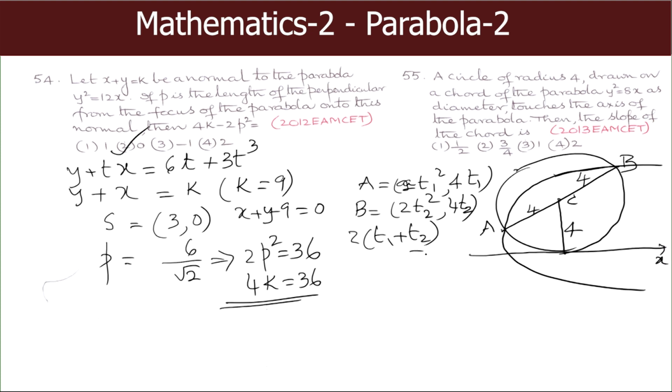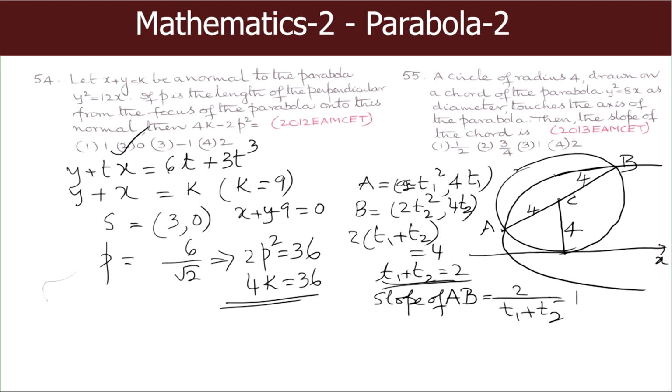The y coordinate of C must be equal to 4, so t1 plus t2 equal to 2. And therefore, slope of AB is 4 times (t1 minus t2) by 2 times (t1 square minus t2 square). So, that is 2 by (t1 plus t2), which is equal to 1, because t1 plus t2 is 2. Therefore, the slope is 1.